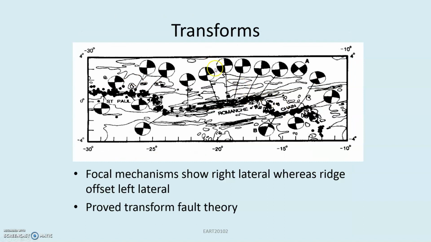And the first focal mechanisms, these beach balls, were used to show that the first motion solutions for transform faults at mid-ocean ridges were of opposite shear sense. So for instance, we have here right lateral shear senses for all of these earthquakes, but the offset of the ridge is left lateral. So it proved the theory of transform faults that was developed in the 1960s.